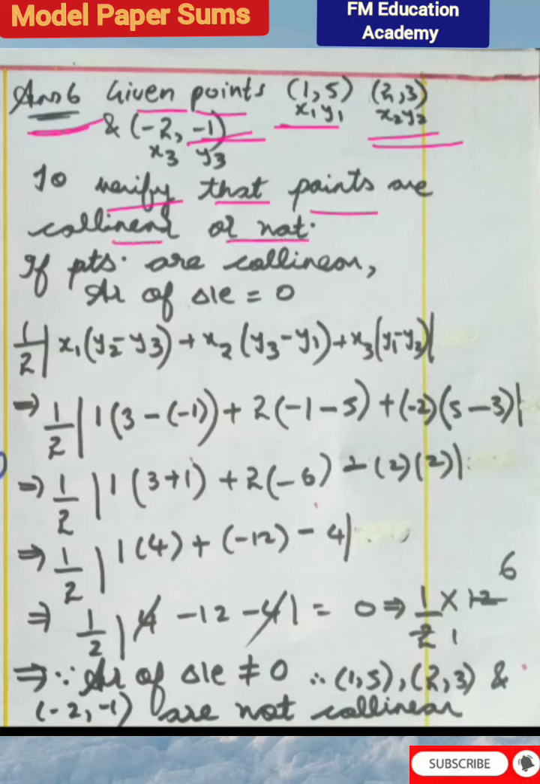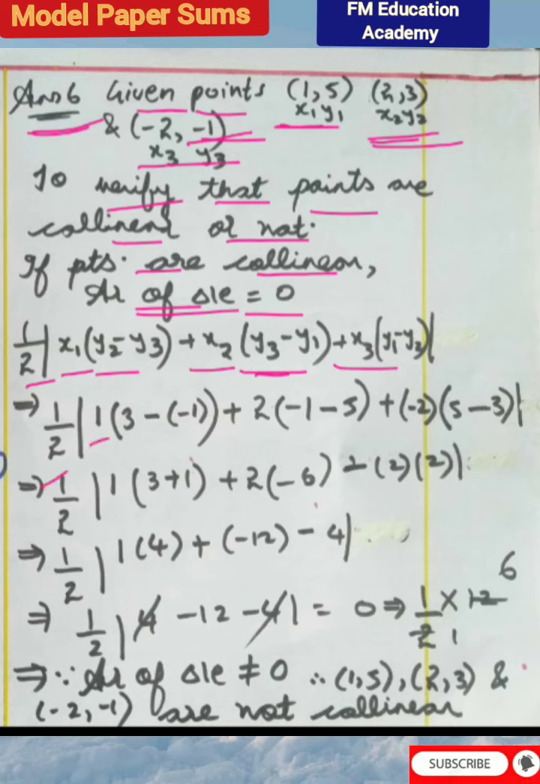So what is the condition for collinearity? If points are collinear, the area of triangle is 0. Let us write (1, 5) as x1, y1, (2, 3) as x2, y2 and (-2, -1) as x3, y3, because there are 3 points here. Now we know the formula of area of triangle is half modulus of x1(y2 minus y3) plus x2(y3 minus y1) plus x3(y1 minus y2). So we have to verify whether the area of triangle will be 0 or not. If the area is 0, the points will be collinear. If you don't get the area as 0, then the points will not be collinear.